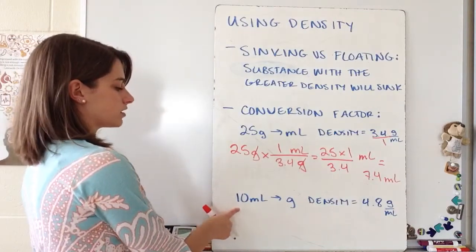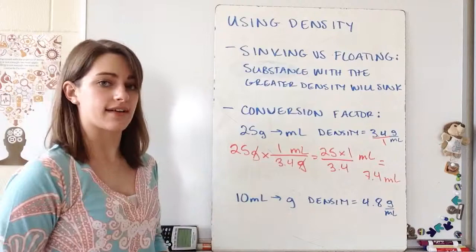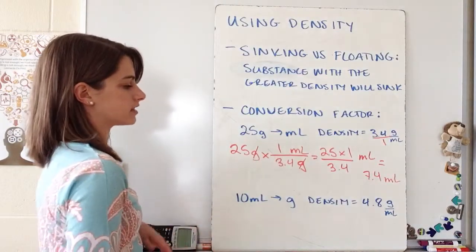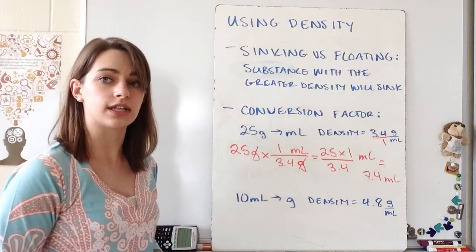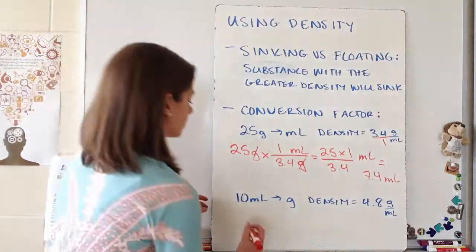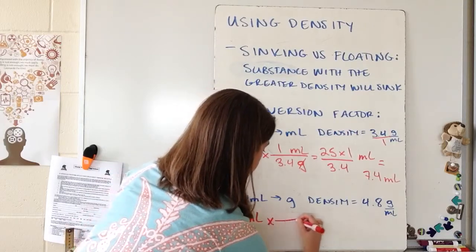I have 10 milliliters of a substance, and I want to know what its mass is without actually having to mass it. And the density of this substance is 4.8 grams per milliliter. So again, I'm going to use dimensional analysis to set this up. So I'm going to start with my 10 milliliters, because that's what I know.